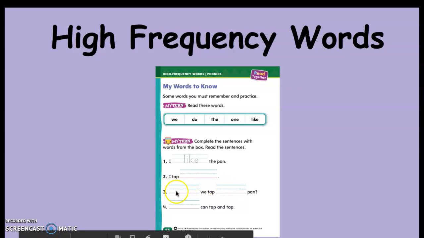This sentence has two words from our box up here. So let's see. Blank, we tap blank pan, question mark. What does a question mark mean? That's right. It means we're asking a question. So which one of these words do we use to ask a question? The word we, the word do, or the word the? The word do. So I would write do and make sure you put that uppercase capital D because it's the beginning of a sentence.